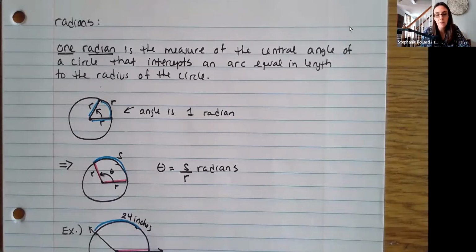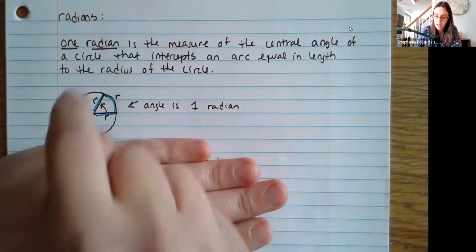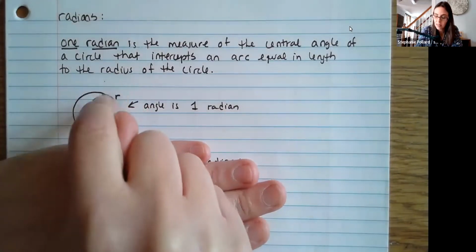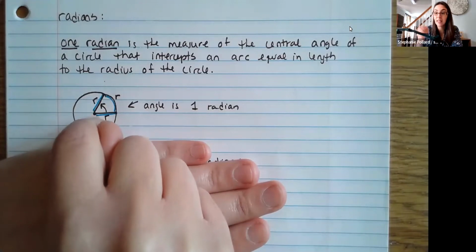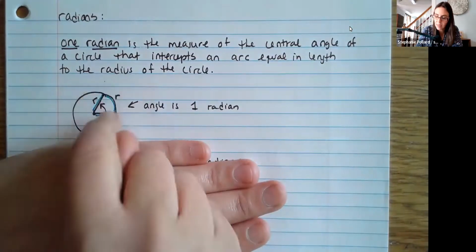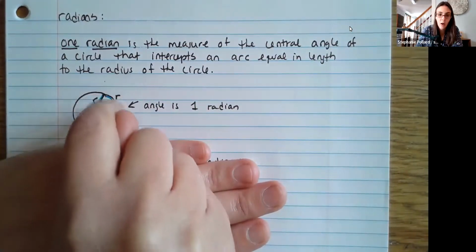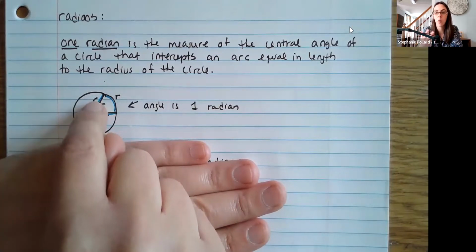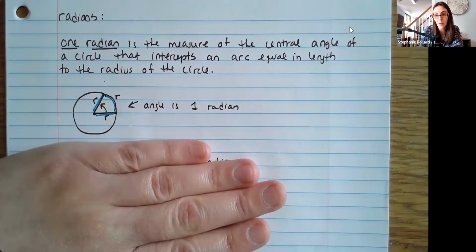So 1 radian is the measure of the central angle of a circle that intercepts an arc equal in length to the radius of the circle. Now that's really kind of confusing, but as a visual, what's happening here is you have a circle. This is called a central angle because the vertex of that angle is at the center of the circle. And notice that the radius and the length of that arc are all the same. So the angle that this makes is 1 radian. That's where that unit comes from.